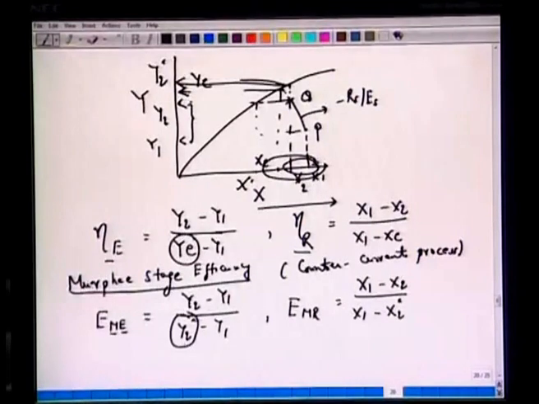Of course, you will notice that this definition is applicable only for counter current process. For co-current it doesn't make any sense, because we can never achieve more than ye or xe, etc. So that's why we noted that this Murphree stage efficiency is applicable for counter current process.